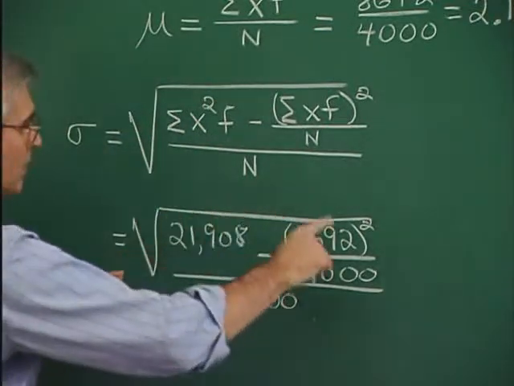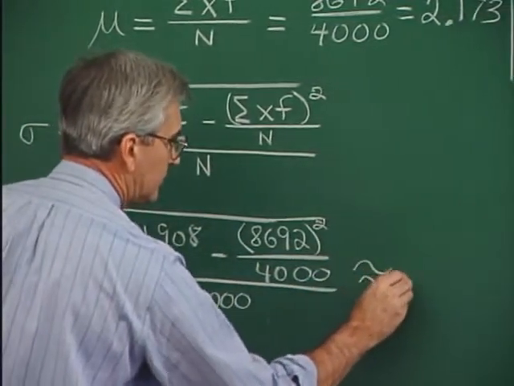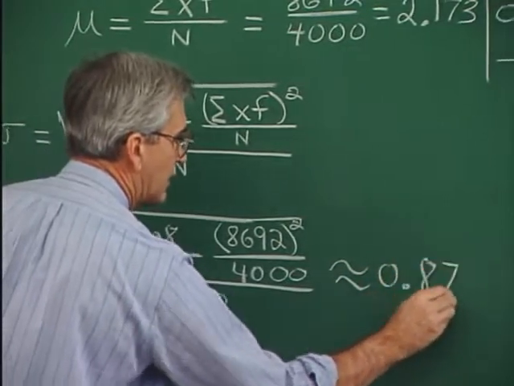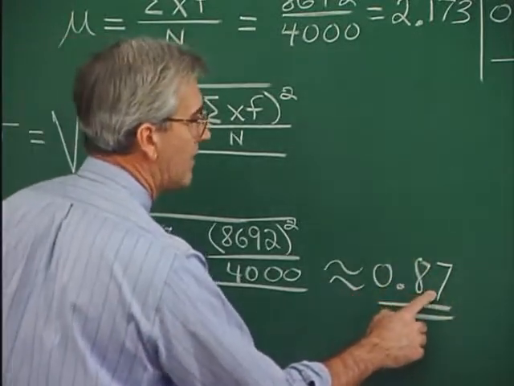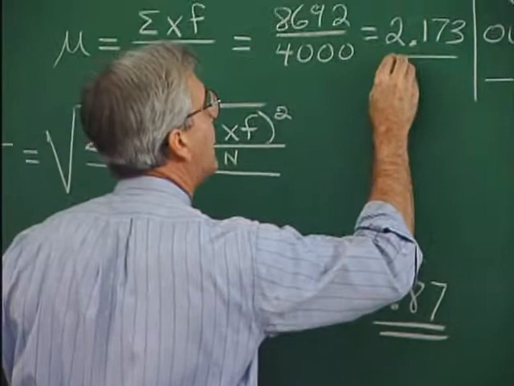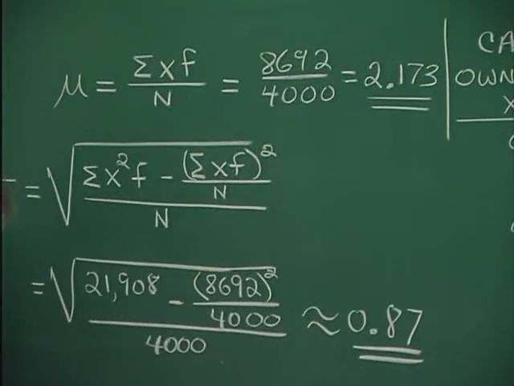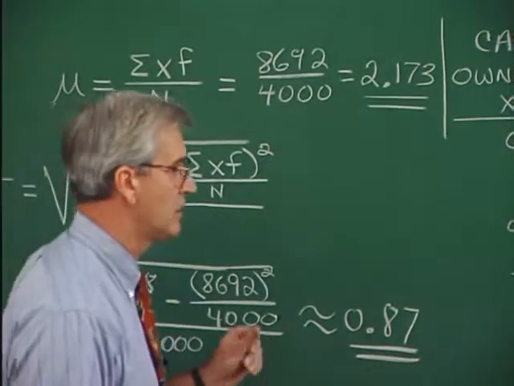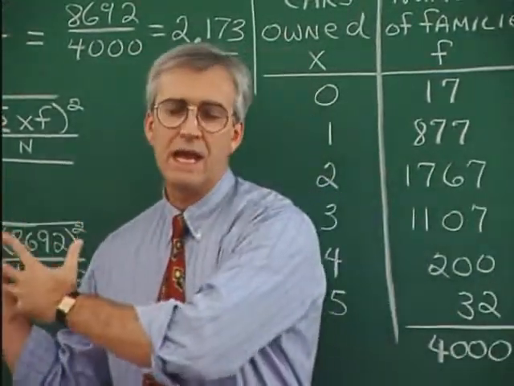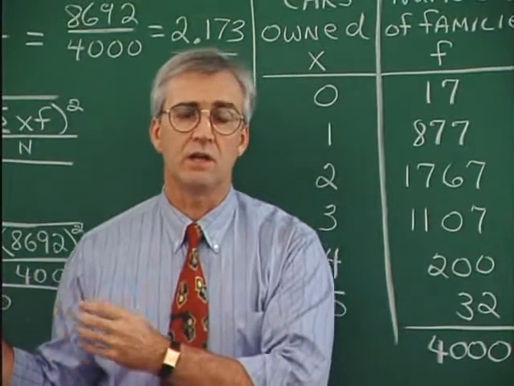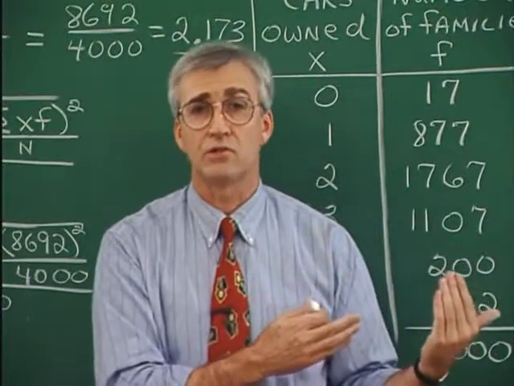Now, when we punch this into the calculator, we find that this is approximately 0.87 for the standard deviation. It's important that we recall 0.87 for the standard deviation and 2.173 for the population mean. The reason for going through this whole discussion is to compare the way that we made the calculation for mean and standard deviation here to a new way of making those calculations using the probability distribution idea.